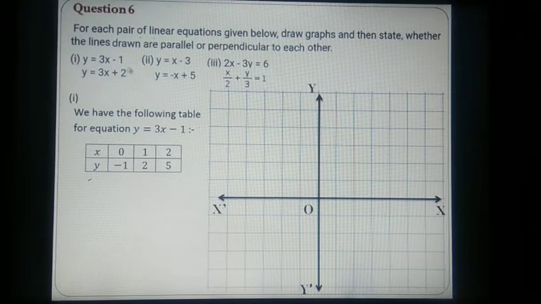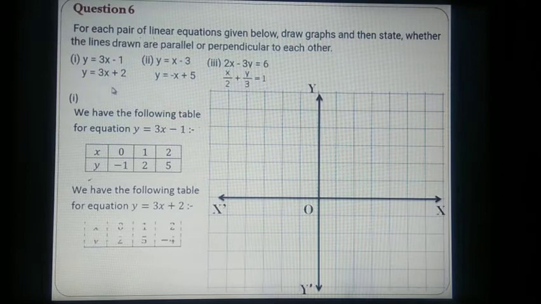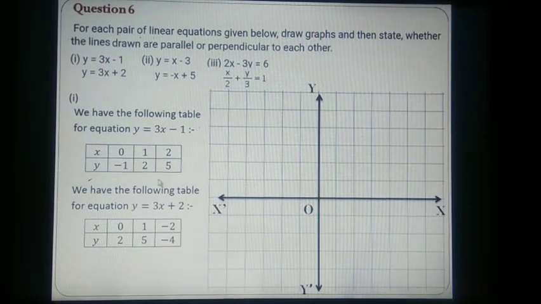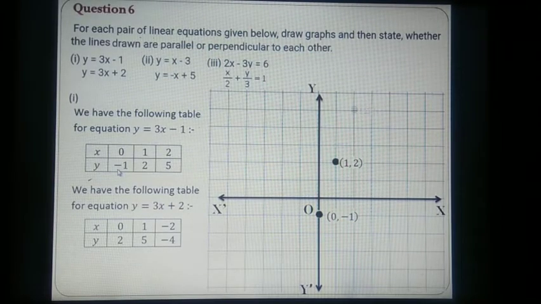That means this first equation. After doing this, we will do the same for the other equation as well. For the other equation, my table is somewhat like this. Let us see the first table. The coordinates are 0, minus 1. So 0, minus 1 is here. Similarly 1, 2 we will plot, and 2, 5.